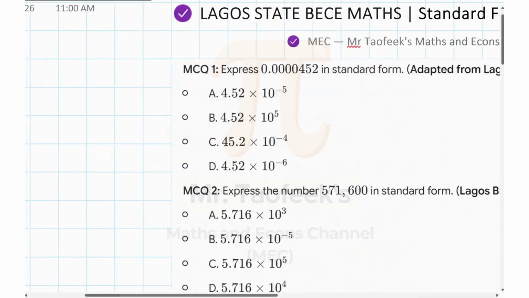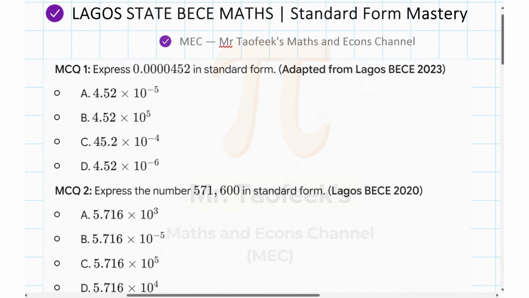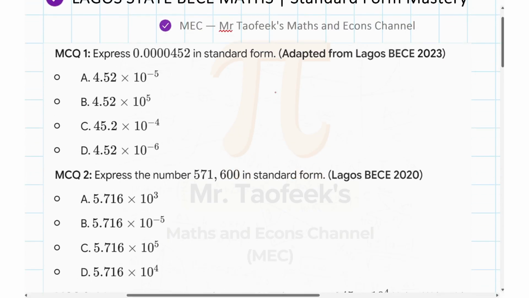You will realize that these questions don't even take any time at all. So question number 1, it says express 0.00000452 in standard form. So everybody here already knows what the answer is. So first, this is a number less than 1, so my power will be negative. So let me see how many times I have to move the decimal point. 1, 2, 3, 4, and 5.